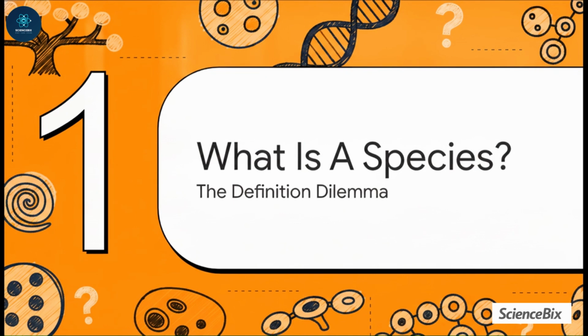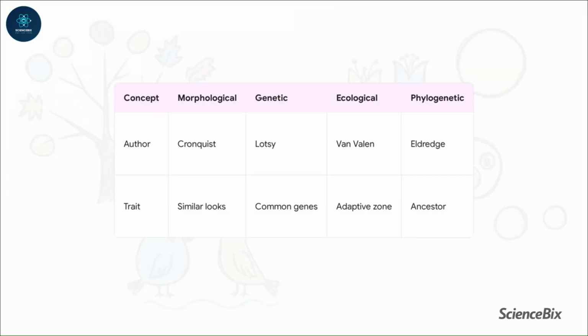Section 1. What is a species? The definition dilemma. So, for well over a century, scientists have literally been going back and forth on this, creating a complete smorgasbord of definitions. You've got the morphological concept, championed by Cronquist in 1978, basically saying, hey, if they look similar, if they have the same morphology, they're the same species.